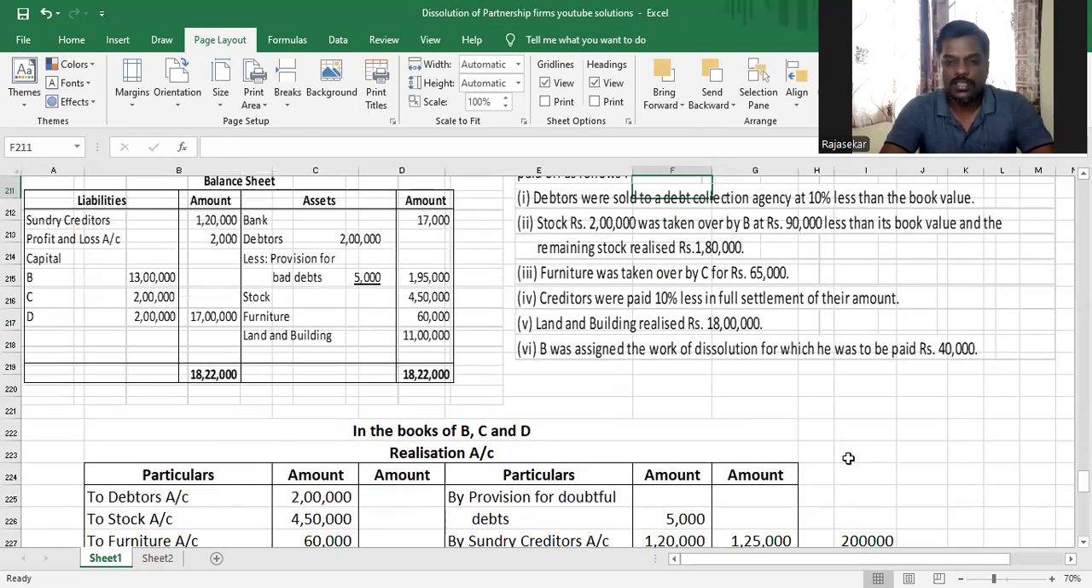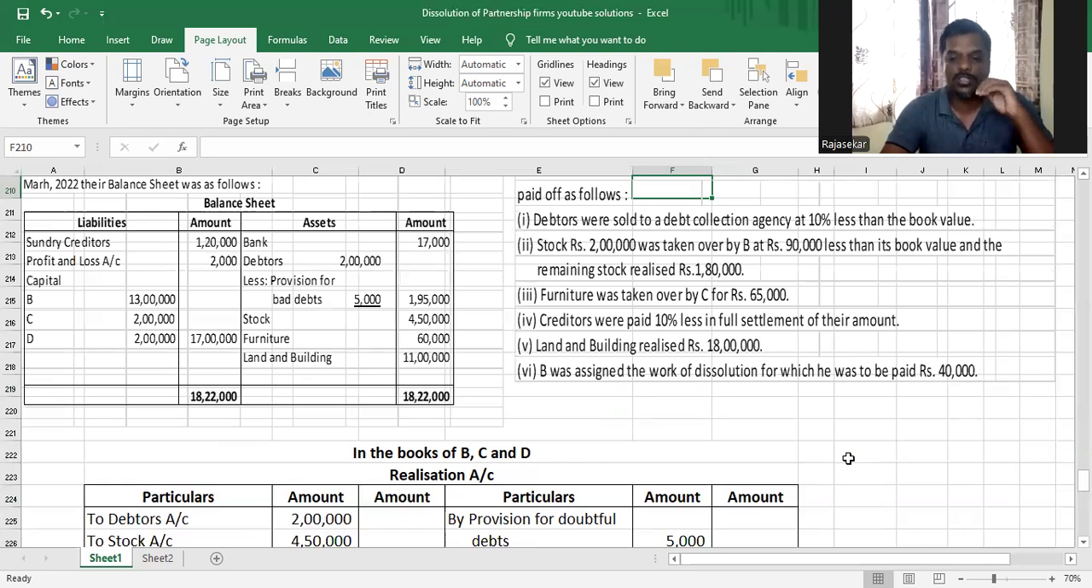And the next thing is stock. Stock of rupees 2 lakh was taken over by B at 90,000 less than its book value, and the remaining stock realized 1,80,000. Now, when you see sentences like this, you're not supposed to panic or anything. You just have to divide it into two. Now, stock of 2 lakh was taken over by B. So that is a case of partner taking over the asset. When we sell the asset, the journal entry is bank account debit to realization.